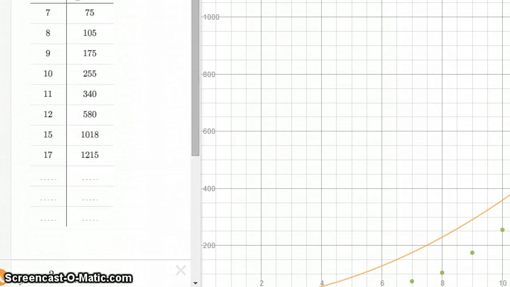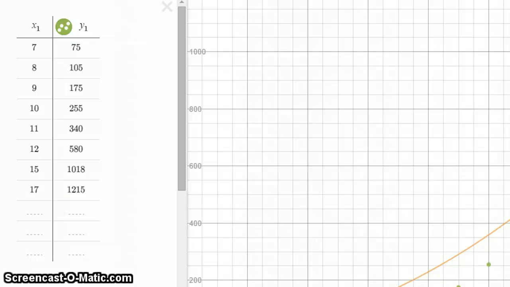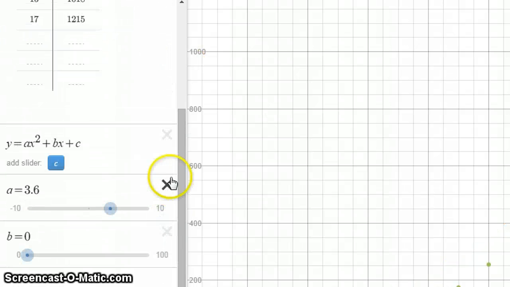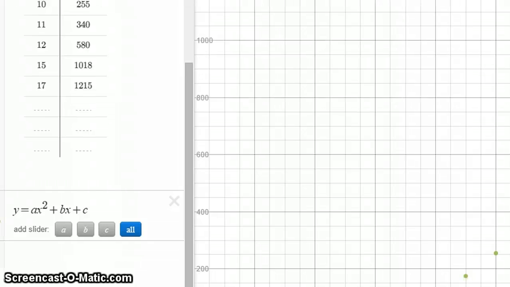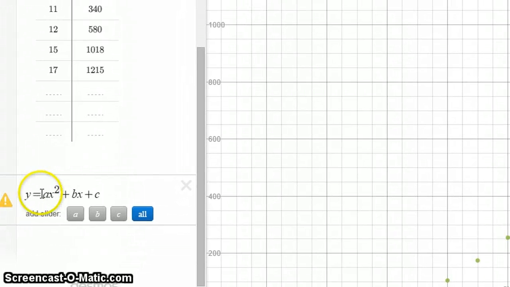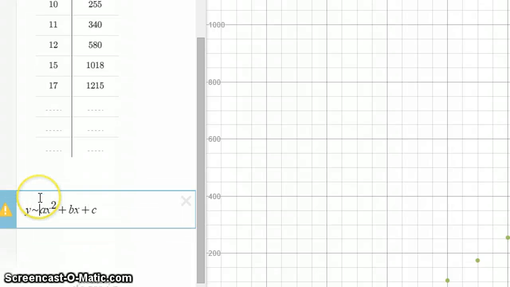Okay, and you notice up here your variables are called x1 and y1. So when you do your regression, you're going to specify x1 and y1. All right, delete the sliders, because otherwise the Desmos will think you already know what A and B and C are, but you don't. That's what you're trying to figure out. Okay, instead of an equal sign here, you use a tilde. Oops, that's not a tilde. There's the tilde. It's at the top left corner of your keyboard. And then to make sure that you've got x1 and y1, just type a 1 after each x and y.